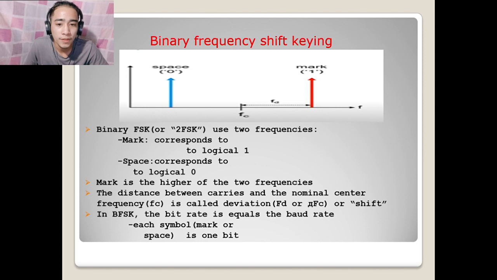Binary frequency shift keying. Binary FSK or 2FSK uses two frequencies: mark, corresponding to logical 1, and space, corresponding to logical 0. Mark is the higher of the two frequencies. The distance between the carriers and the nominal center frequency, FC, is called deviation, FD, or shift in BFSK. The bit rate is equal to the baud rate. Each symbol, mark or space, is 1 bit.